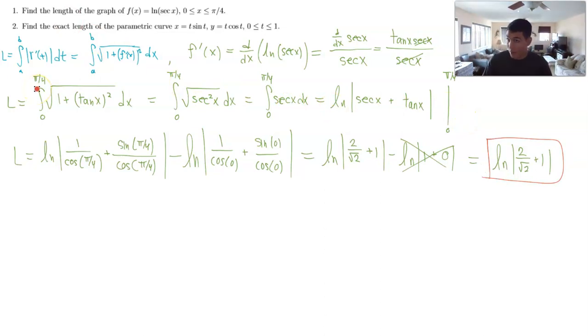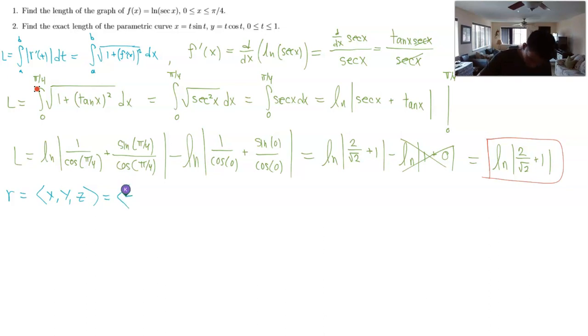Okay, for the second one, we're going to do it in blue. Let's just write what r is. r is equal to x, y, z. Then we know that x, y, and z is equal to t sine t, t cosine t, and z is just 0, so we don't have to worry about that. Sometimes you'll have a z if you're doing 3 dimensions, but we're only doing 2 dimensions, which is nice for us. And we know that t is from 0 to 1.